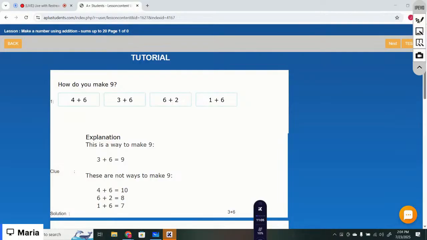Okay, here. How do you make 9? We are working on the chapter addition. So we are given four options, and we need to find the one that makes 9. So you can add them one by one and see which option makes 9.